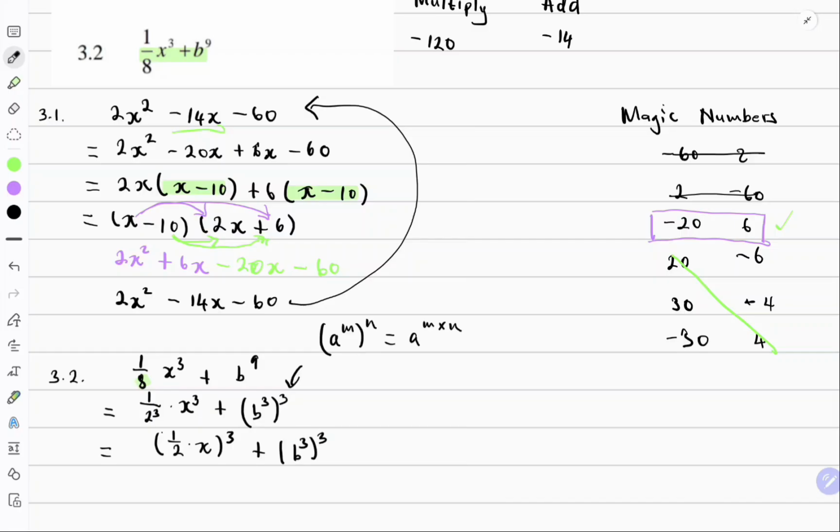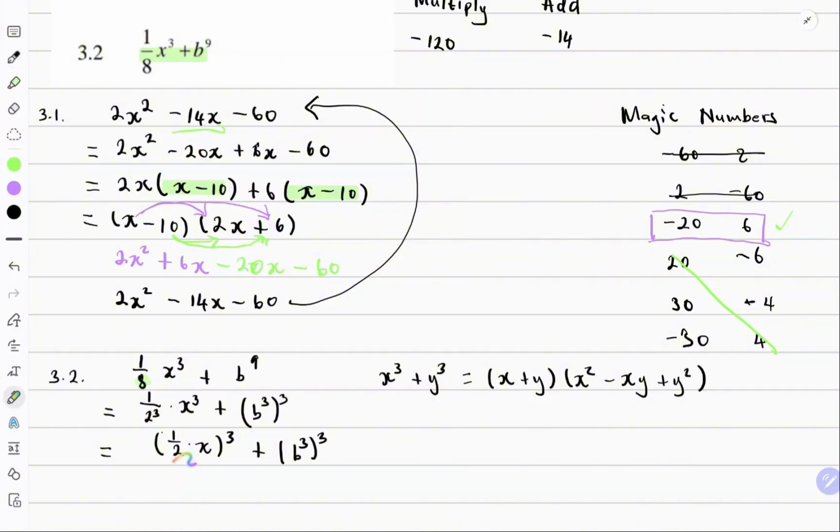This very much reminds us of the sum of cubes identity. The sum of cubes identity is x cubed plus y cubed is equal to x plus y times x squared minus xy plus y squared. In our given case, this whole expression becomes our x, and this whole expression becomes our y. So let's substitute these terms in the place of x and y.